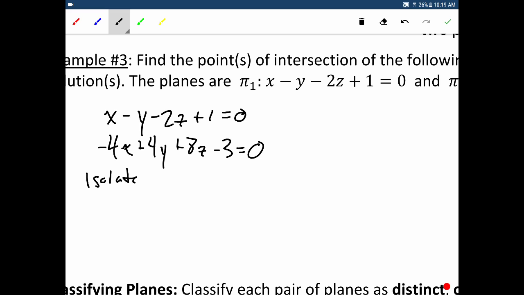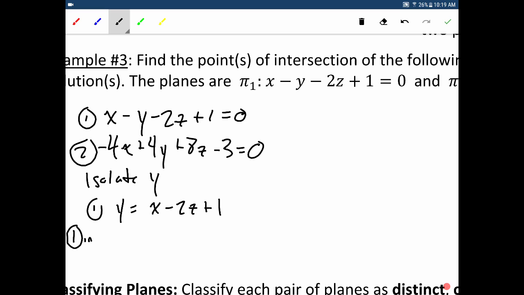Okay, and so we're going to isolate, and this time I'm going to isolate y. Okay, so I'm using equation number 1 here, which I didn't number them, but there we go. Okay, equation number 1 here, and I'll get y equals x minus 2z plus 1.